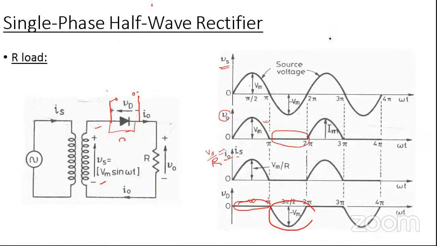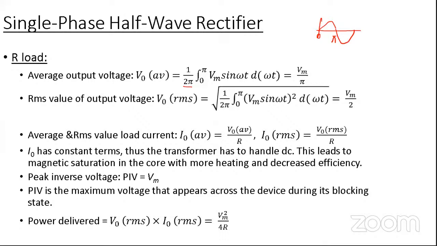That is also in this region: from 0 to pi there is output voltage, and from pi to twice pi it is 0. So if you take the integration from 0 to twice pi and consider that whole cycle, from pi to twice pi the voltage is 0. That is why here the average voltage is 1/2 pi integral from 0 to 2 pi of Vm sine omega t d omega t.